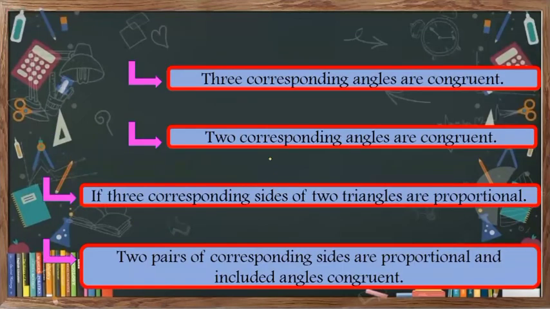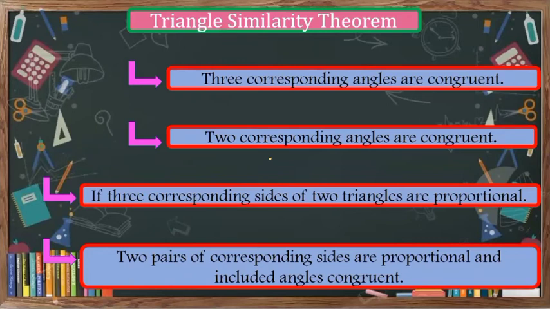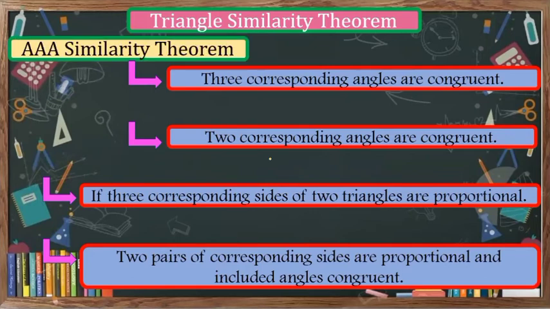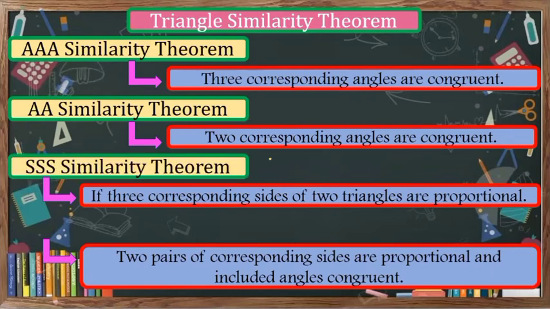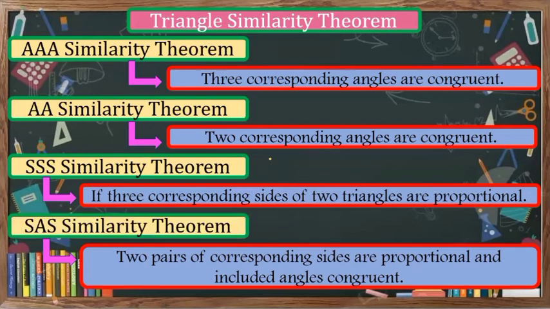Now let's review the triangle similarity theorems. If the three corresponding angles are congruent, it is the AAA similarity theorem. If two corresponding angles are congruent, it is the AA similarity theorem. Now, if three corresponding sides of two triangles are proportional, it is the SSS similarity theorem. And lastly, if two corresponding sides are proportional and the included angles are congruent, it is the SAS similarity theorem.